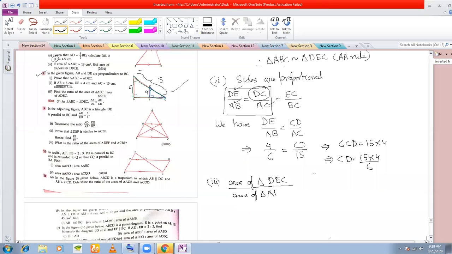Now, why have I written triangle DEC in the numerator? Because if you see in the proportional sides, I have taken the sides of the smaller triangle in the numerator. That is why DEC finds its place in the numerator here. So we'll write DE by AB is equal to DC by AC is equal to EC by BC, square of all this.